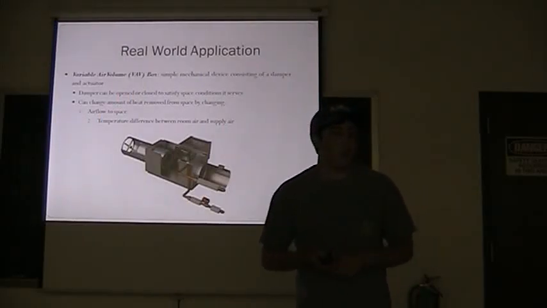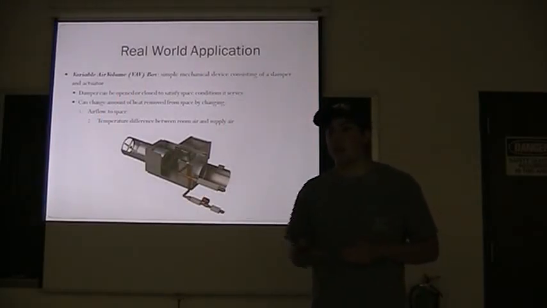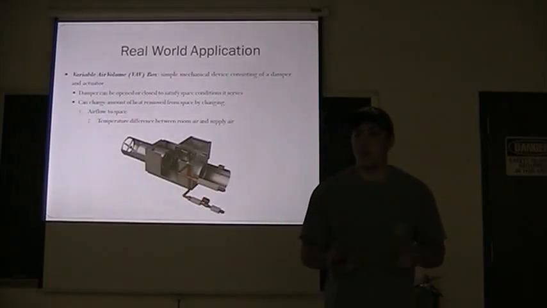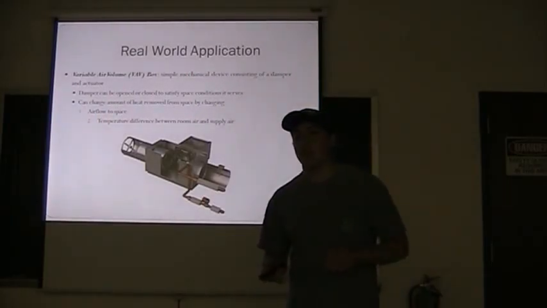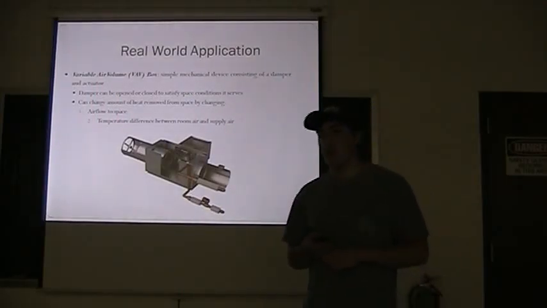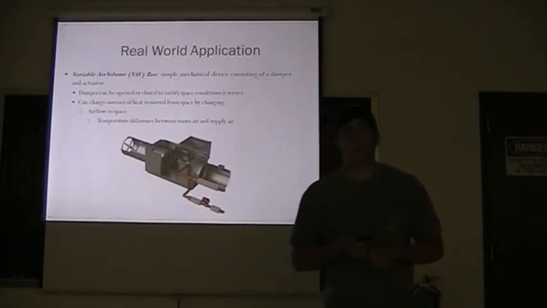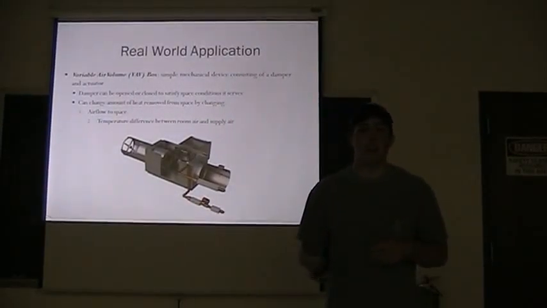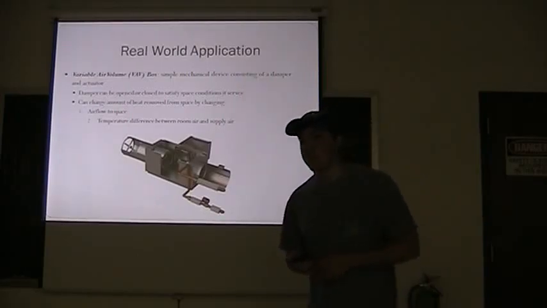So the real world application of this variable air volume box is just a simple mechanical device. It's consisting of a damper and an actuator. The damper is going to be able to be opened or closed to satisfy the space conditions. And then we can change the amount of heat removed from the space by changing either the airflow to the space or the temperature difference between the room air and its supply air.